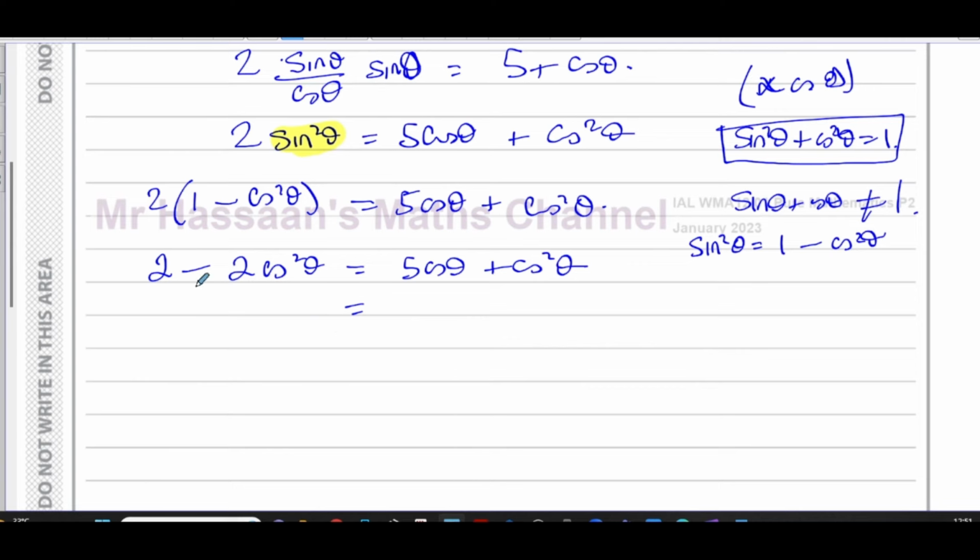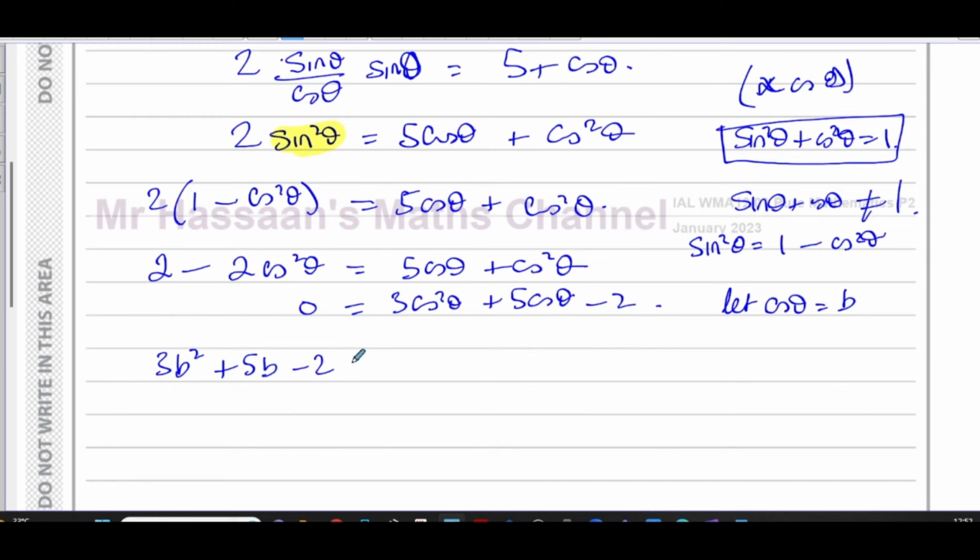It's like a quadratic, you can say. So this side, I'm going to leave it with 0. I'll have cosine squared theta plus 2 cosine squared theta, which is 3 cosine squared theta. I'll have plus 5 cosine theta, and then take away 2. All right? So now I have a quadratic equation. To make it a bit easier to digest, we can let cosine theta be a letter, for example, b. So this will be 3b squared plus 5b minus 2 equals 0.